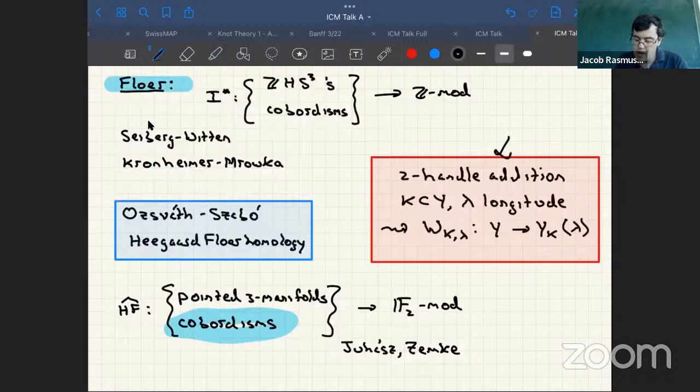Okay. So if I start with a 3-manifold Y and I give you a knot inside of it, and lambda is the longitude of that knot, then I can attach a 2-handle along K with that framing and get a cobordism, let's call it W_K,lambda, from Y to this manifold here, which is obtained by Dehn surgery on K.